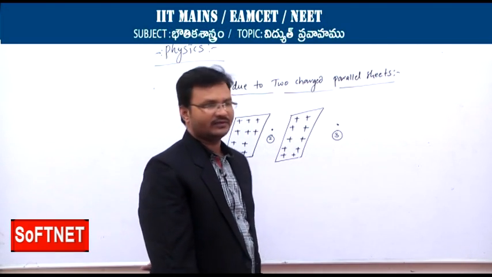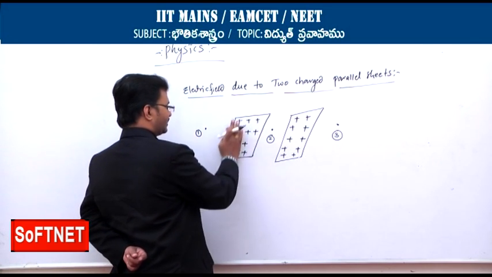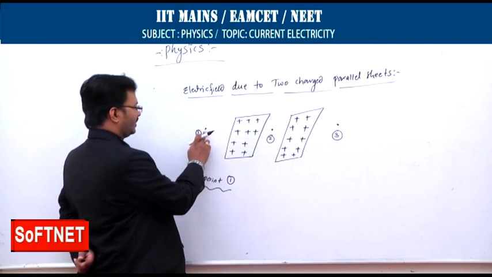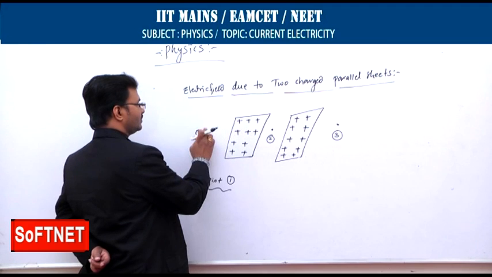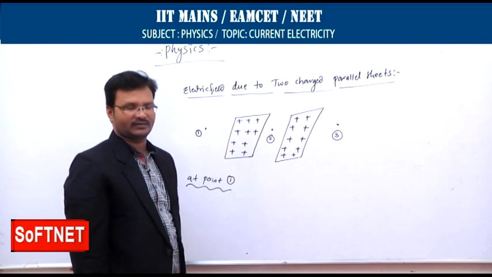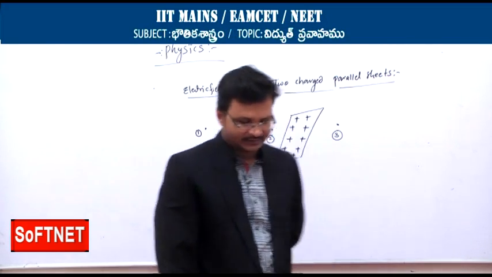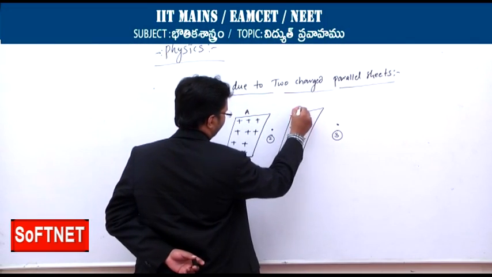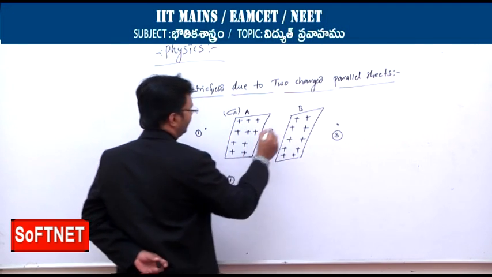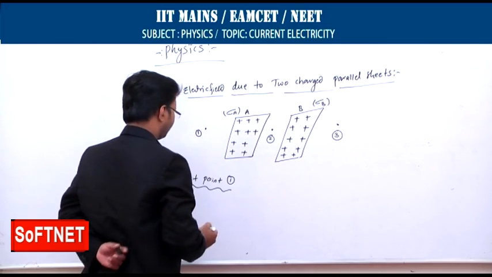Just before, we discussed electric field intensity at a point due to a charged sheet. We have the formula, and we can apply it here. At point 1, each sheet produces an electric field, so two sheets give rise to a net electric field. This is sheet A, this is sheet B. Surface charge density on this sheet is sigma A, and on this sheet is sigma B.